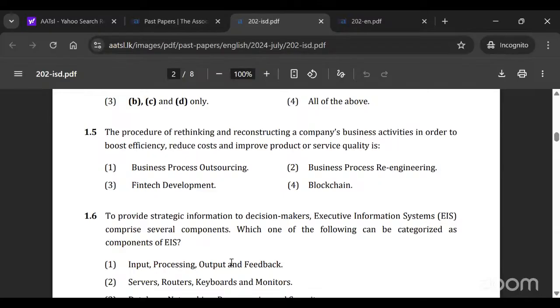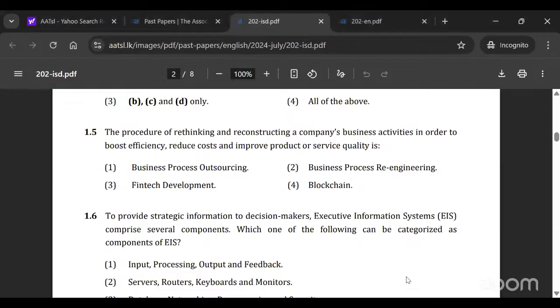The process of rethinking and reconstruction of companies' business activities in order to boost efficiency, reduce cost, and improve product or service quality is: business process outsourcing, BPO, BPR, fintech development, blockchain. What is business process outsourcing?